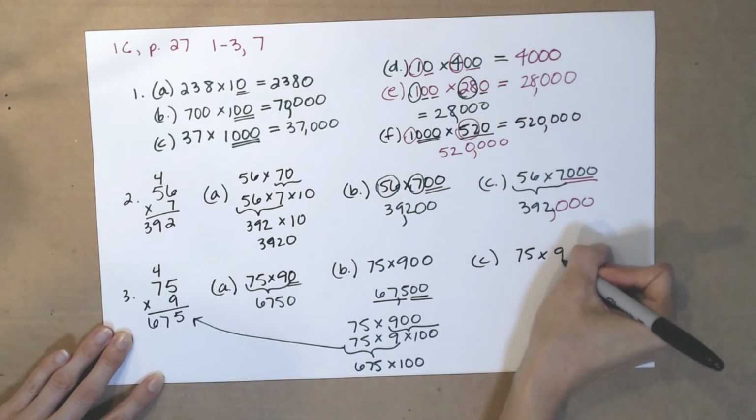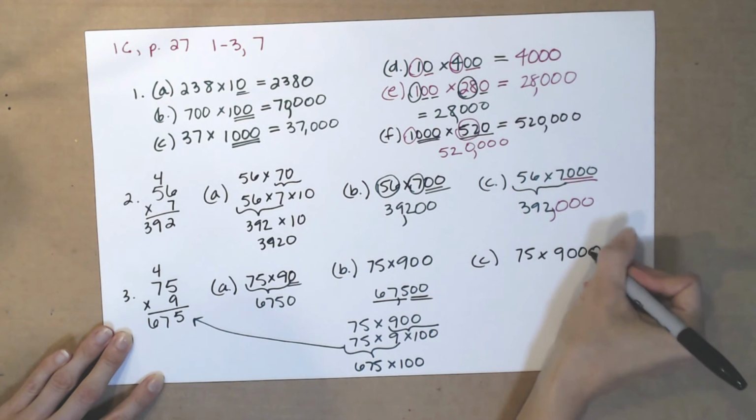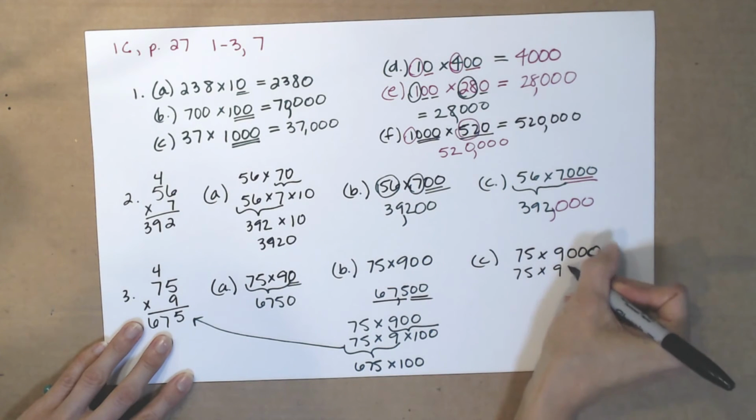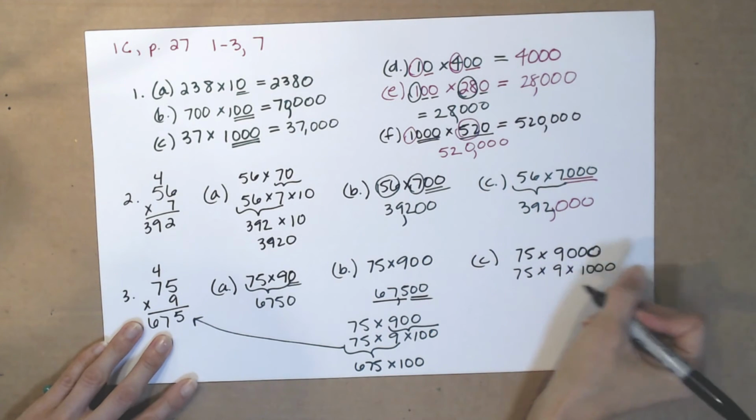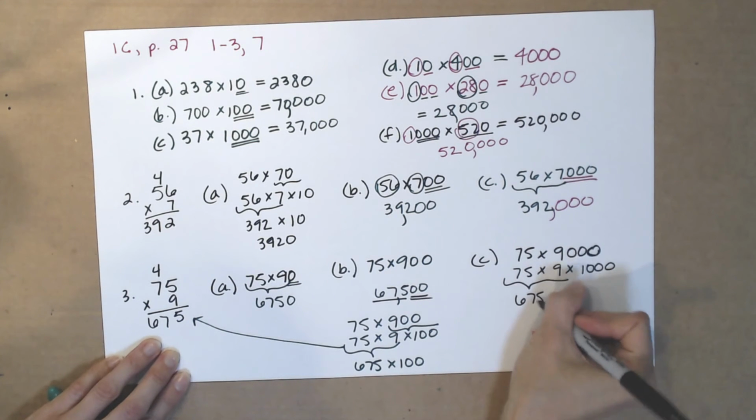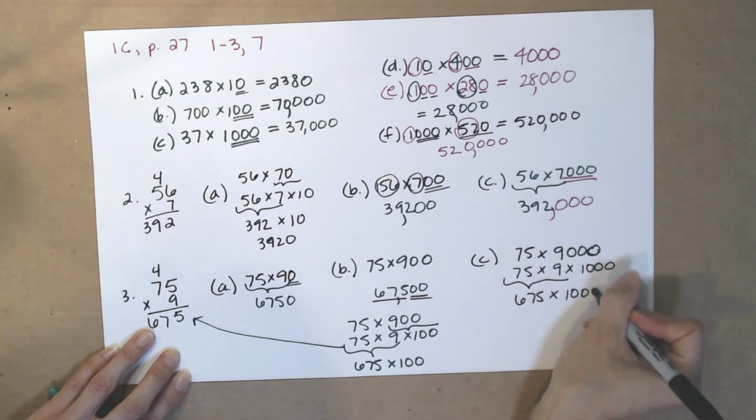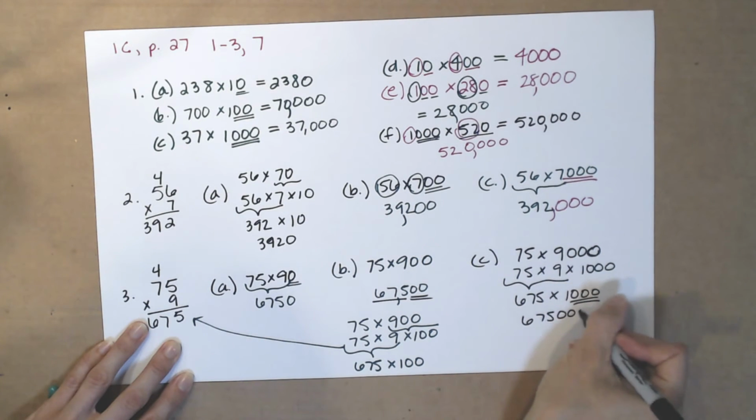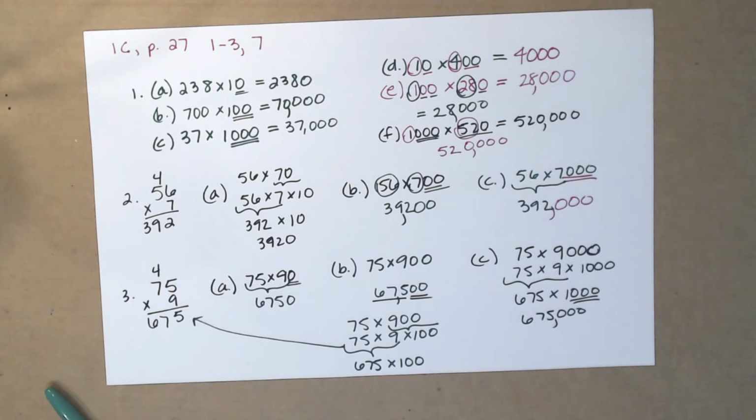75 times 9,000. So again, that's just 75 times 9 times 1,000. This here is 675. Multiply that by 1,000, so you're going to add 3 zeros to it. 675,000. Now we just have one more problem to do, and that's number 7.